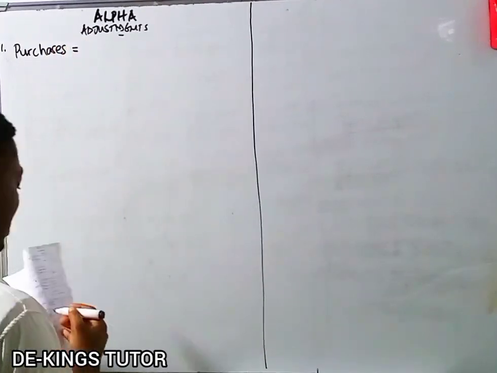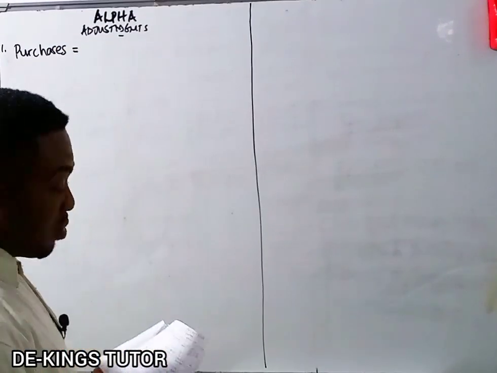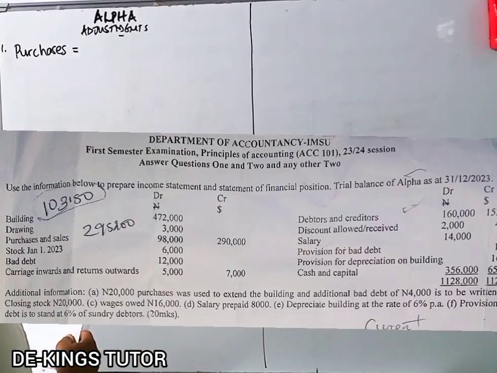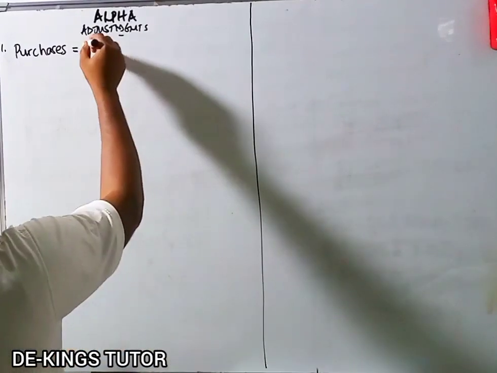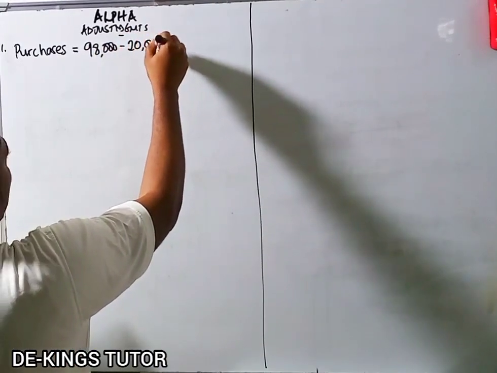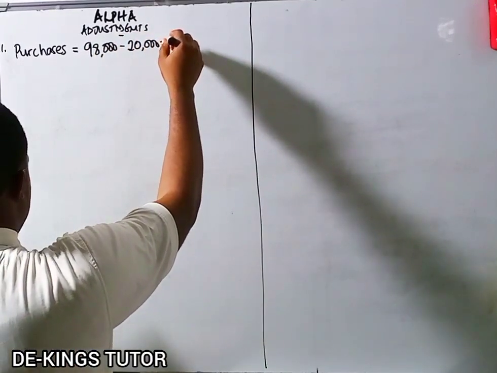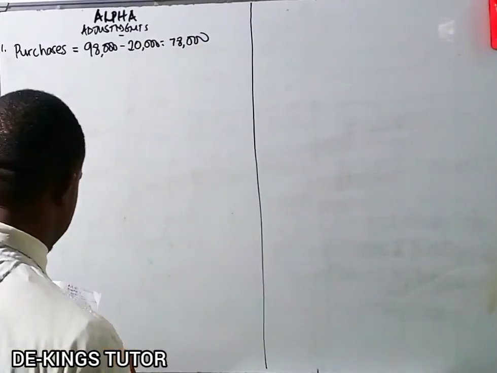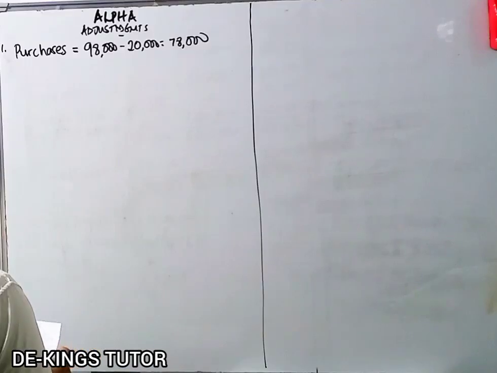Since they say 20,000 naira worth of purchases was used to extend the building, we'll now have purchases. If you check in the question there, purchases is 98,000. So if you deduct 20,000, you get the actual recent purchase value. So I have 98,000 minus 20,000, so we have 78,000. Okay, 78,000 is the recent purchases.